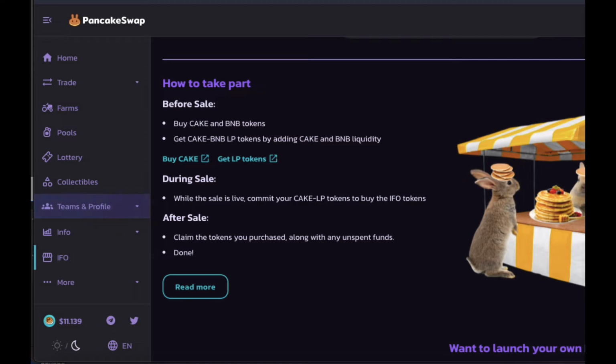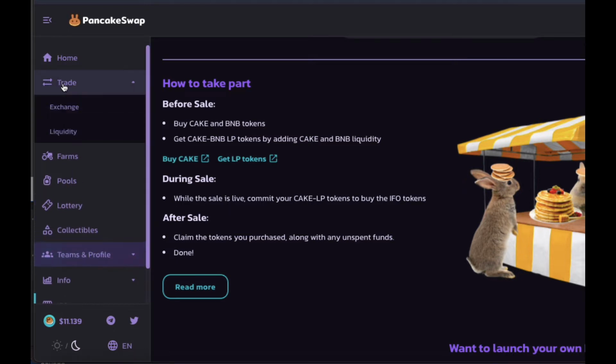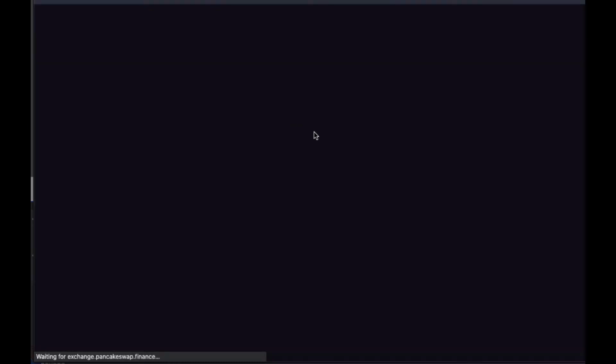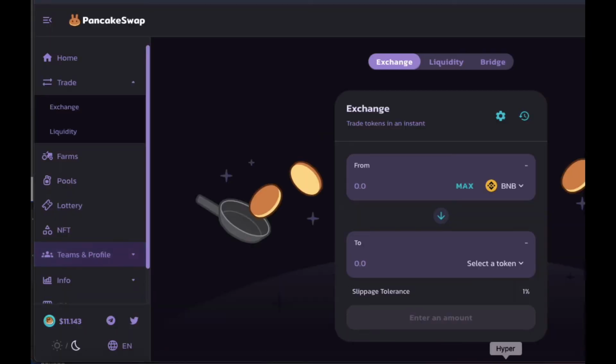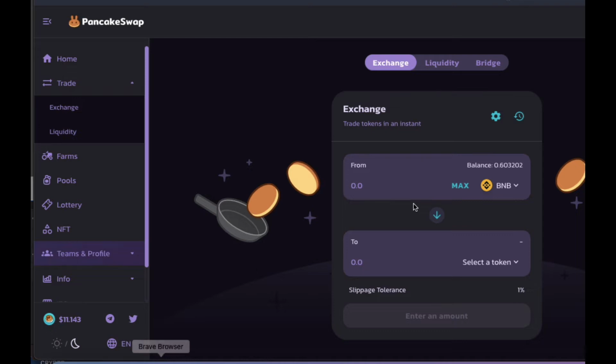In order to pay for the new tokens on an IFO, you need to pay in LP tokens. LP stands for Liquidity Provider Tokens. All right, and you'll be paying with Cake BNB tokens, half 50-50. All right, so to get these LP tokens, go to Trade, Liquidity, and add equal amounts of Cake and BNB tokens.